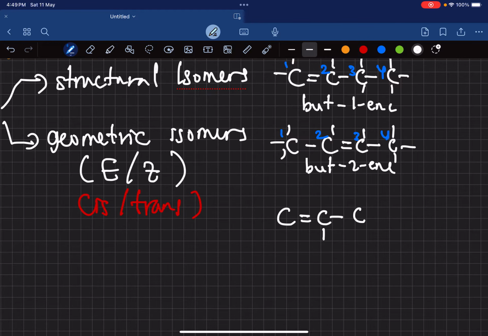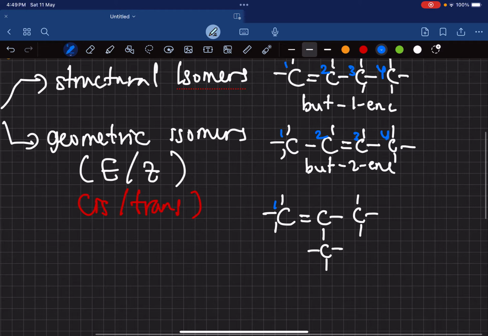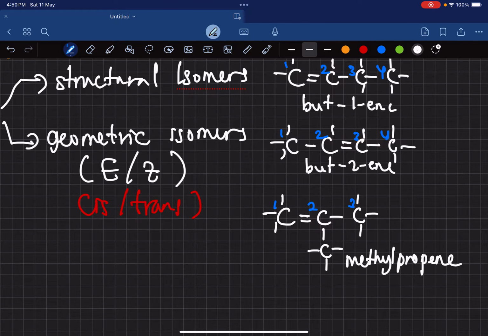And then you can put 1 CH3 here. All right, you can put a CH3 here, and then what is the name for this? The numbering will go 1, 2, 3. So in this case, this is going to be called methyl propene. You don't have to mention number 2, because methyl can only be at number 2, it cannot be at number 1. All right, methyl propene.